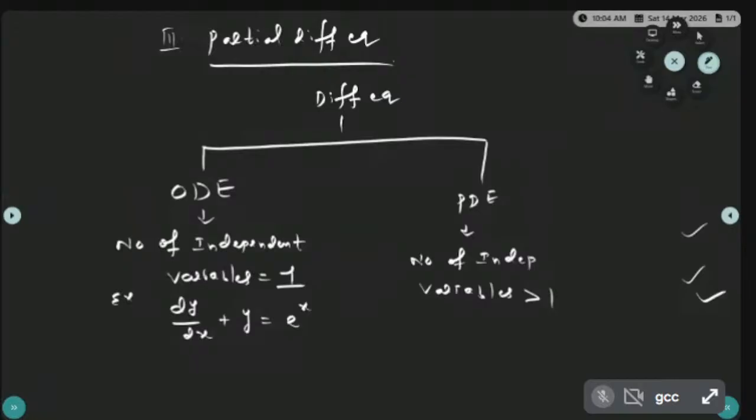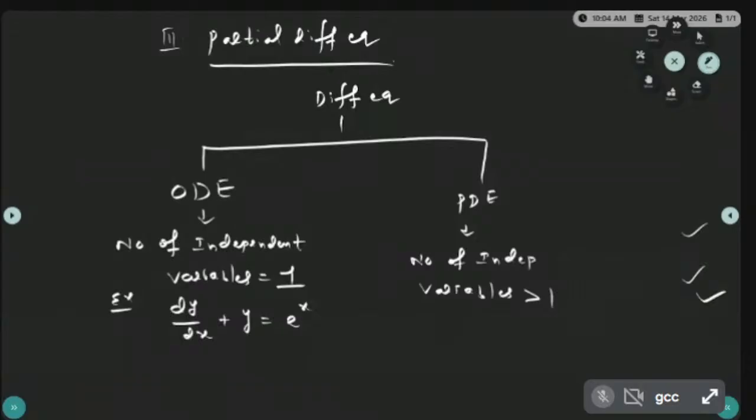Can you please read what is the differential equation I have written? What is the dependent variable here? What is the independent? X is independent. Only one independent. And Y is dependent. This is very important. X is independent.